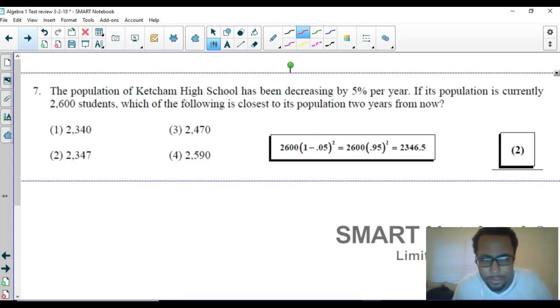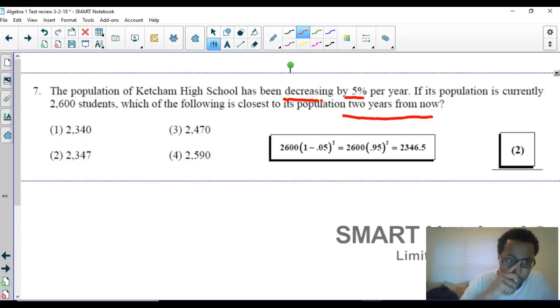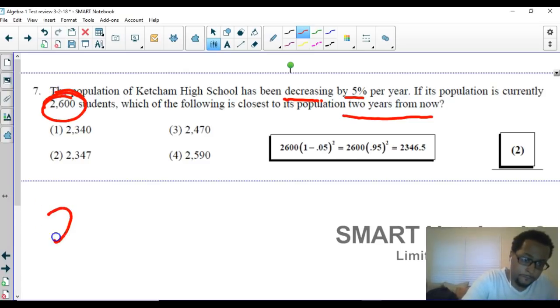Okay. Question 7. The population of Ketchum High School has decreased by 5%. The population is currently 2,600 students. Which of the following is closest to its population 2 years from now? So we talked about it. It gives you keys. This is decreased by 5%. Okay. So now I want to know what is the population 2 years from now. So it tells you your starting amount. My starting amount is 2,600.